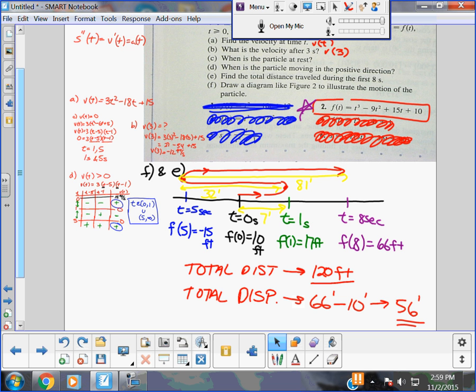Great pictures, great diagrams, lots of space, all right? All right, that is a displacement problem.